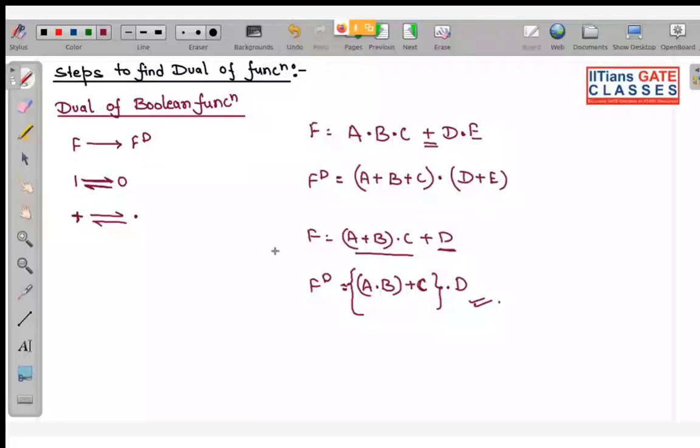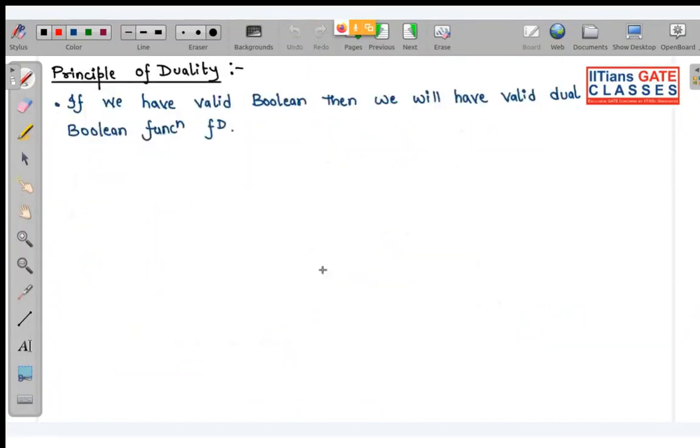Okay, fine. Now one thing to note over here: don't complement any term, like putting a bar over here or over here. Don't do all those things. We are going to see when we are going to do that.